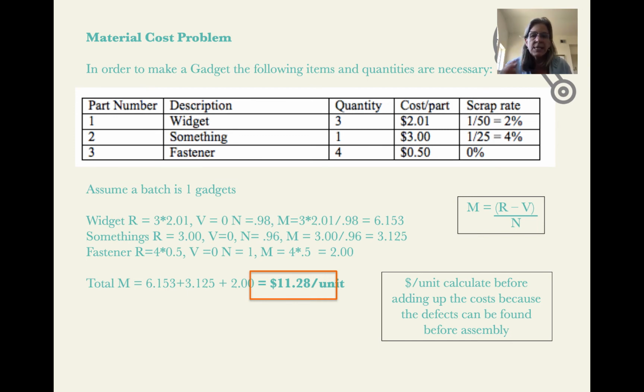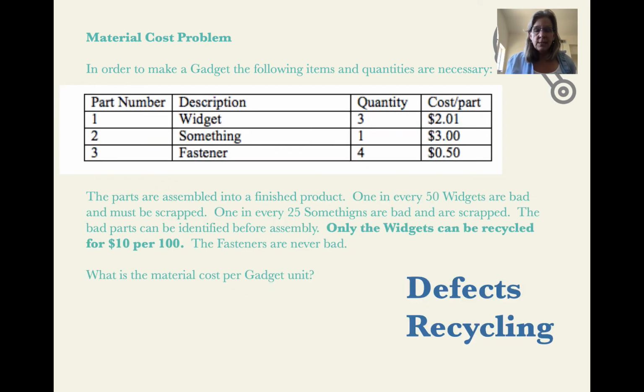Now, if you have to detect them after assembly, you need to think through the probability of the whole thing being bad, and that's a different calculation. So now let's look at the case where not only are there defects, but there's also recycling. Only the widgets can be recycled, and they're recycled at $10 per 100. So we'll gather 100 together, give them to this supplier, and they'll give us $10 back. We need to include that in the calculation.